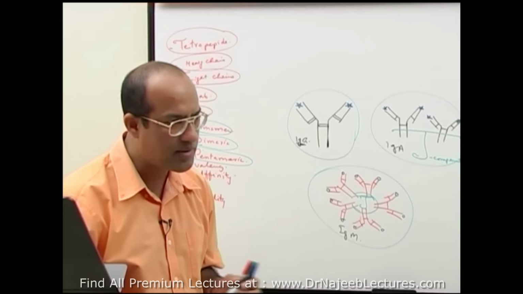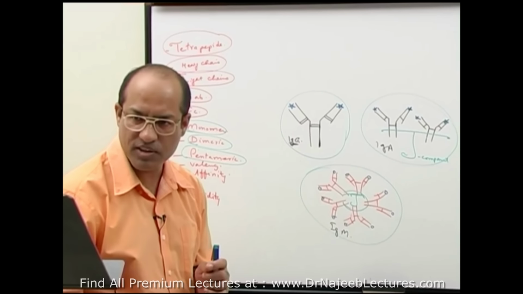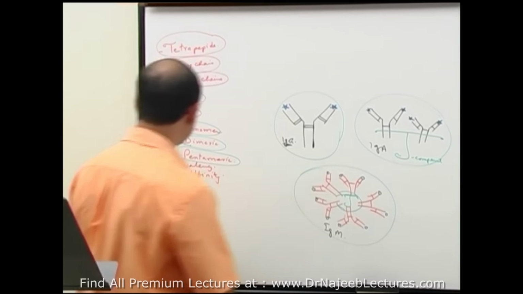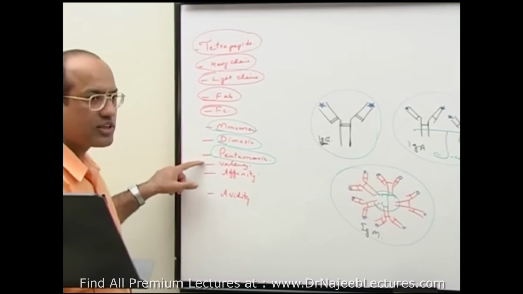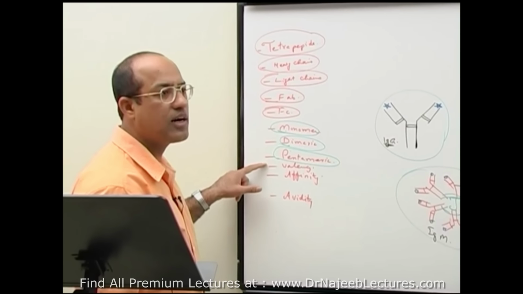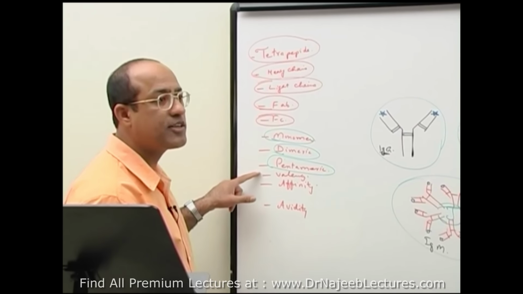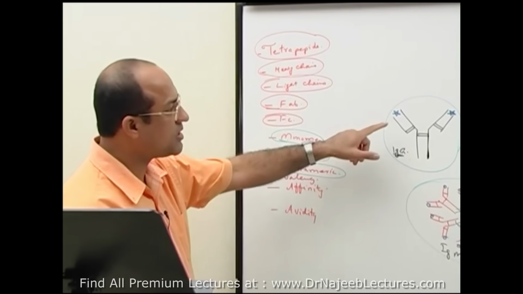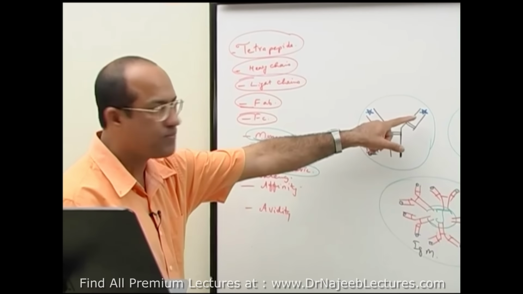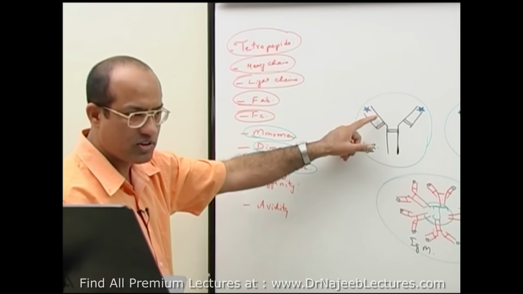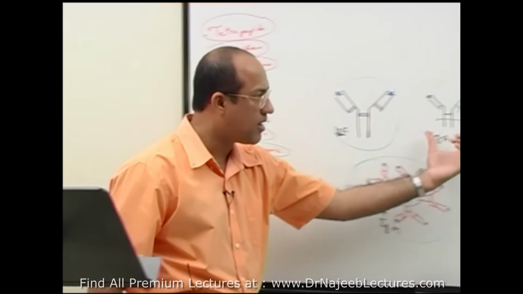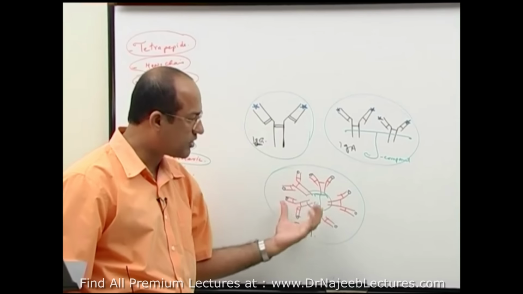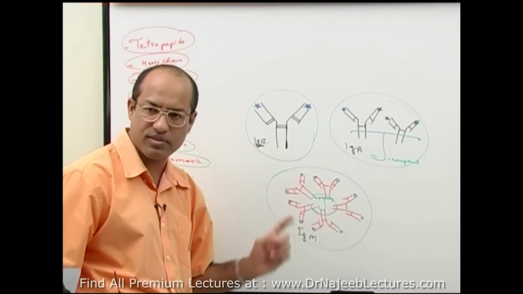Decavalency. Am I clear? Any confusion up to this? There is no confusion? Okay. So this concept is clear that valency refers to how many groups of antigens the antibody can bind. One antibody can bind with 2 antigens, it is divalent. But if it is a dimer, it will have tetravalency. If it is a pentamer, it will have decavalency.